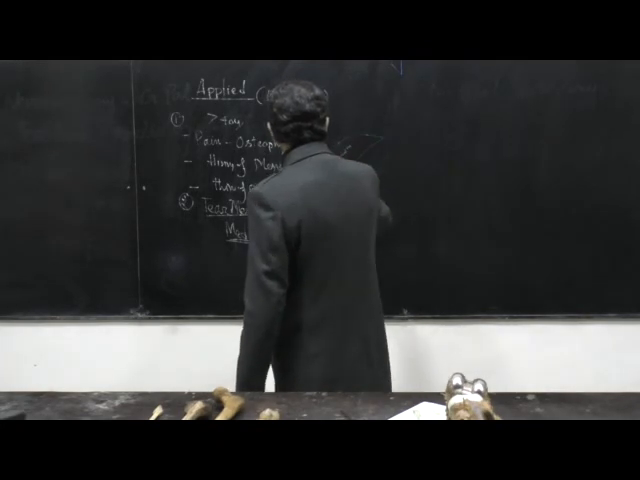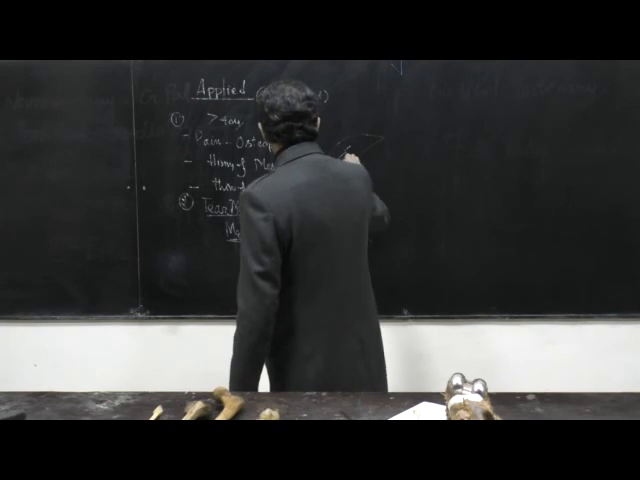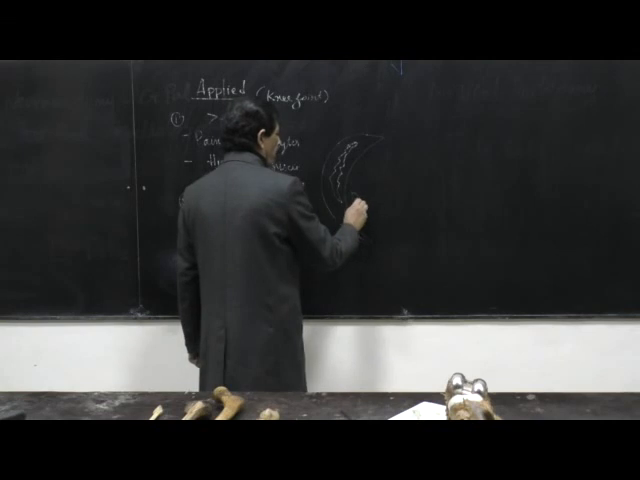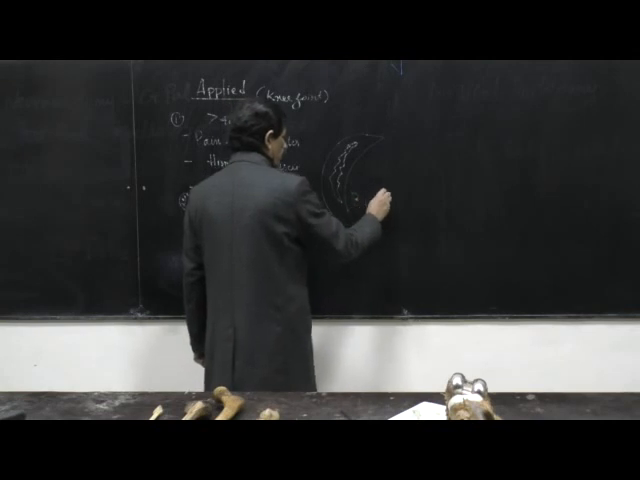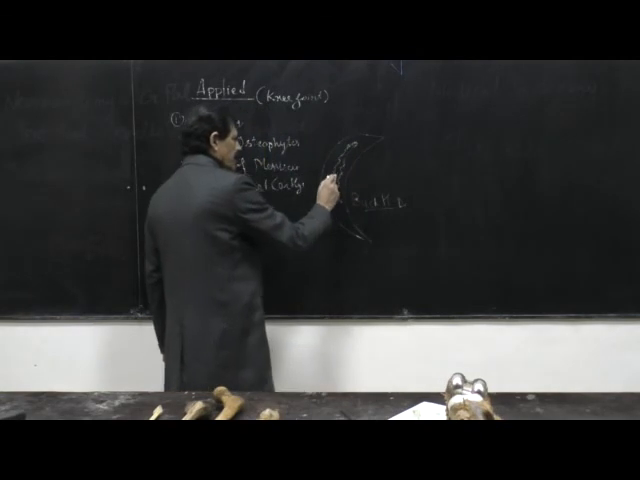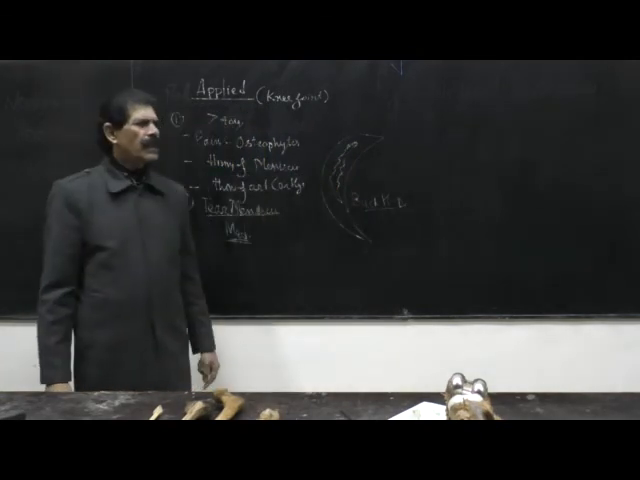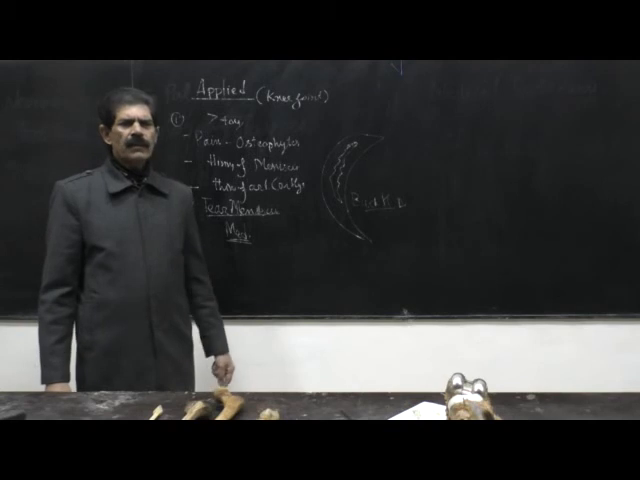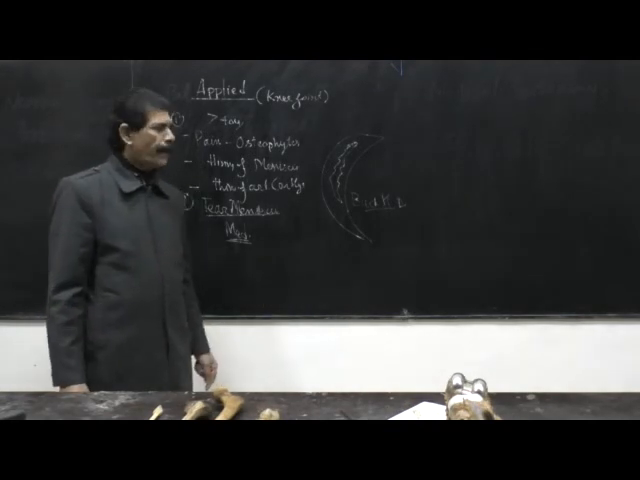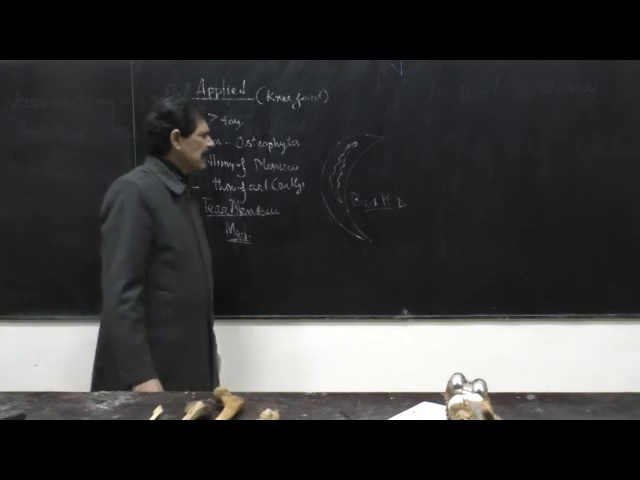The medial meniscus may have this type of tear, and this tear is called the bucket handle deformity. Bucket handle deformity of the medial meniscus. So there is a tear in the middle, and this causes restricted movement and painful movement of the knee joint.